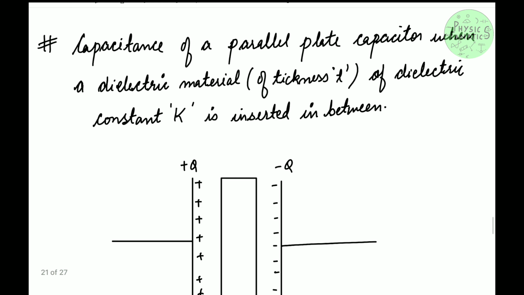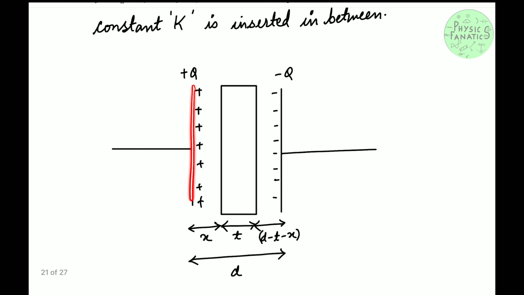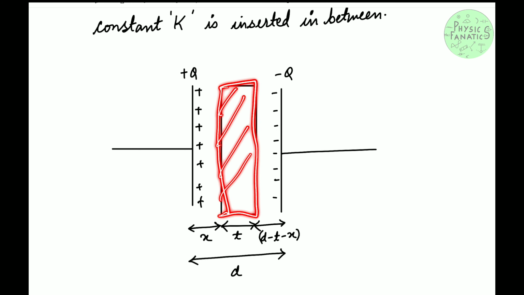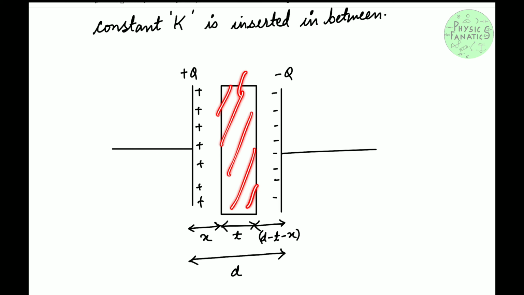So the topic here is we're going to talk about capacitance of a parallel plate capacitor when a dielectric material of thickness T of dielectric constant K is inserted in between your plates, right? So you guys can see here is my parallel plate capacitor. The first plate is positively charged, the other plate is negatively charged, and in between I have this dielectric material. I hope you guys can see that this dielectric material is inserted in between. Now this dielectric material has a dielectric constant value K and it has a thickness T.